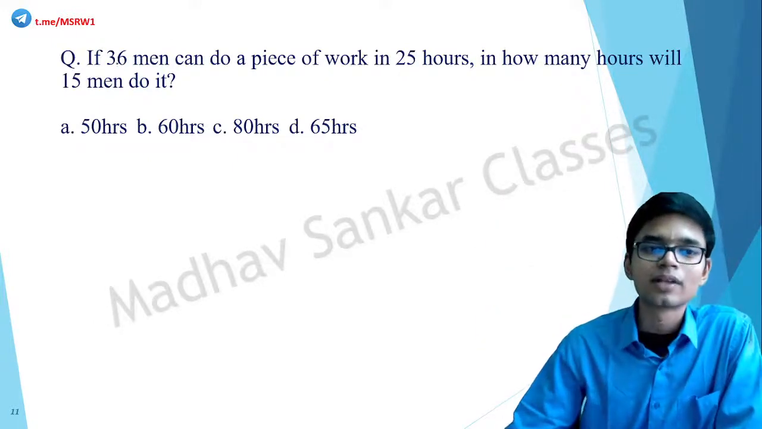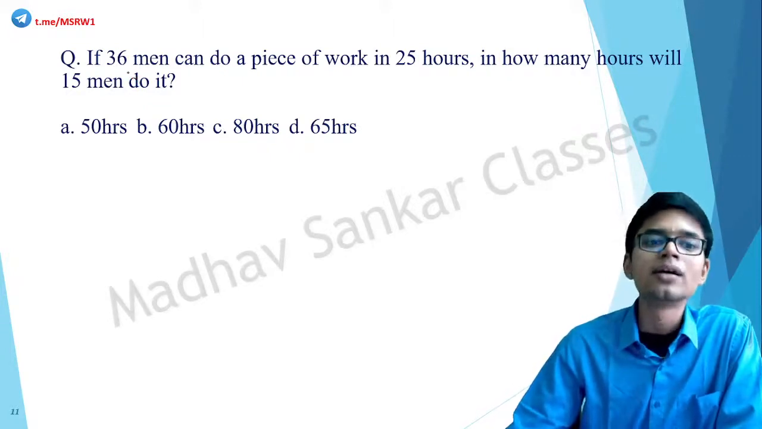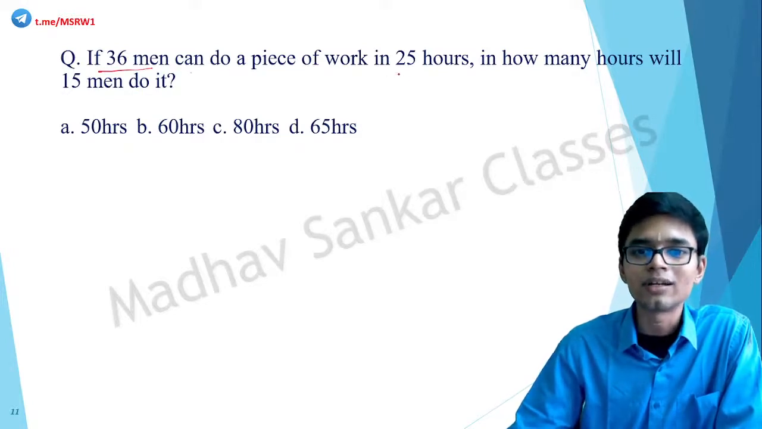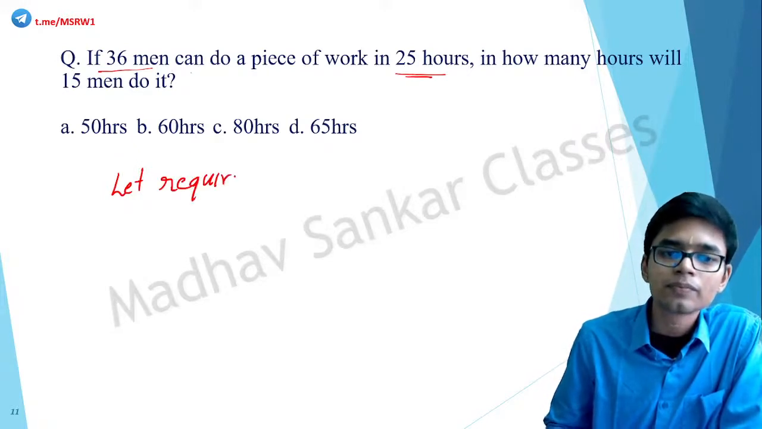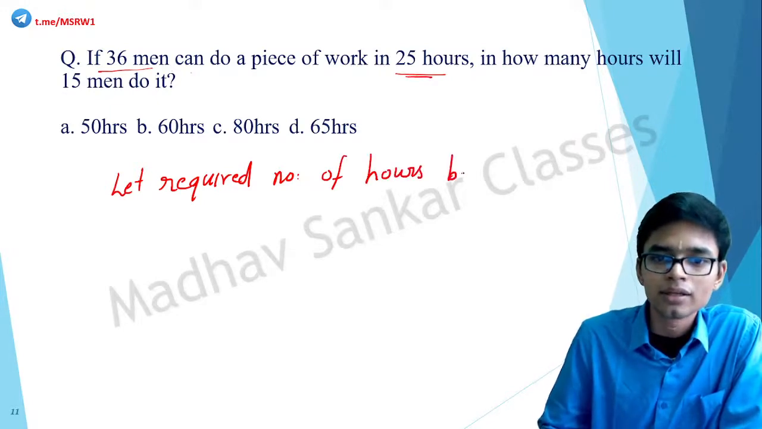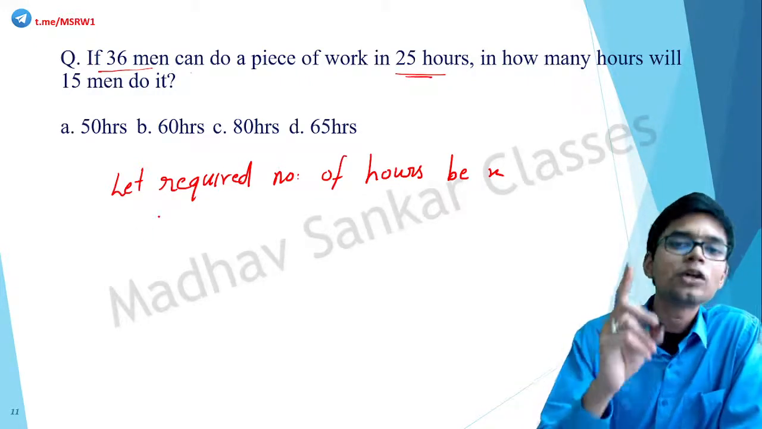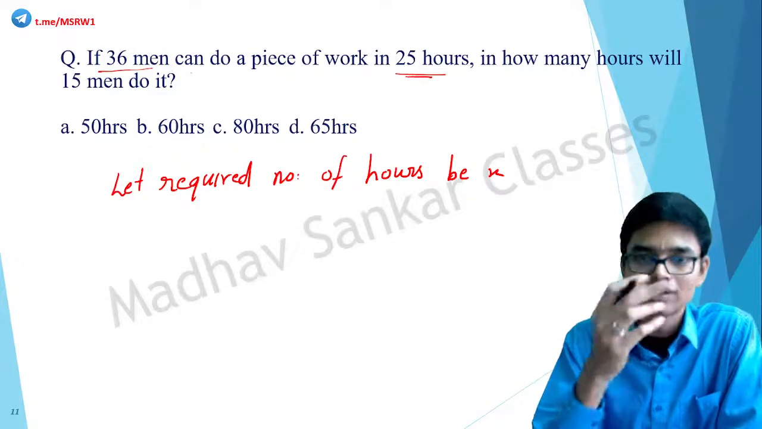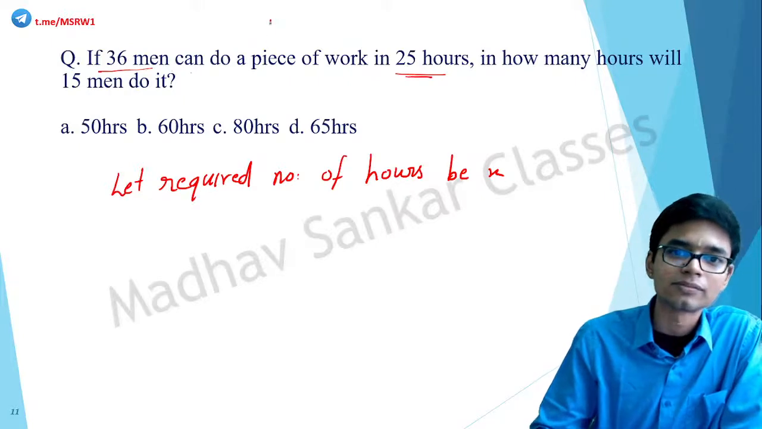If you want to try this out yourself, please pause the video here and do it yourself. Otherwise, continue watching. If 35 men can do a piece of work in 25 hours, in how many hours will 15 men do it? That is the question. So let the required number of hours be X. We don't know what that is. I hope you remember the first slide, where I told you the equation: product of means is equal to product of extremes.